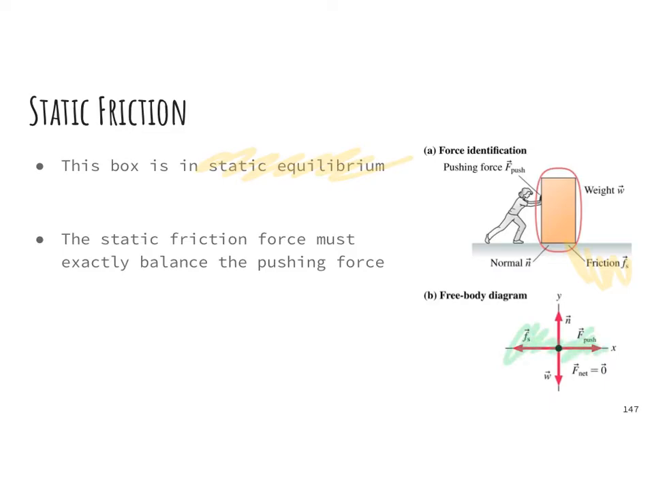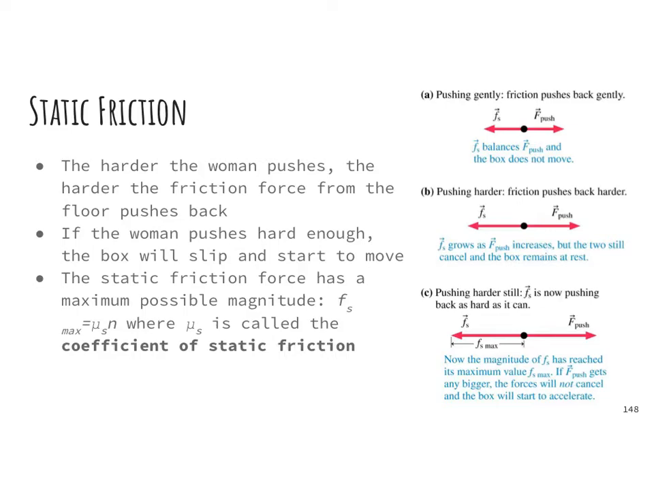The question is, what if she pushed less hard? Well, then the force of her push would be a little less. But if we're still in static equilibrium, then the static force must also be a little less. That gets a little confusing because now I just said I changed the magnitude of the force. So let's take a look at what those free body diagrams would look like.